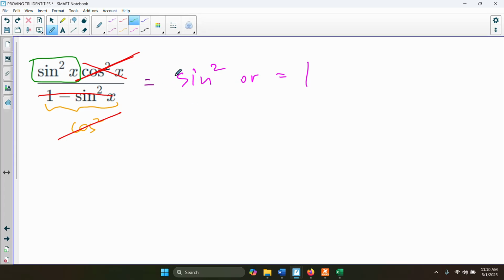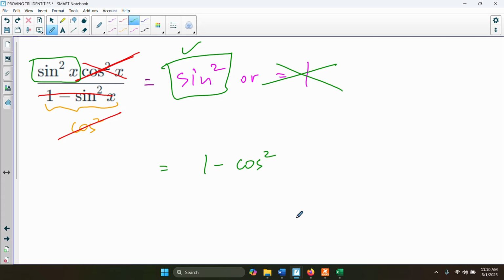Now, sine squared equals sine squared. So yes, this would be an identity, while 1 would not be an identity. You could also say the other side could have been 1 minus cosine squared. And that would also work because, remember, sine squared equals that.